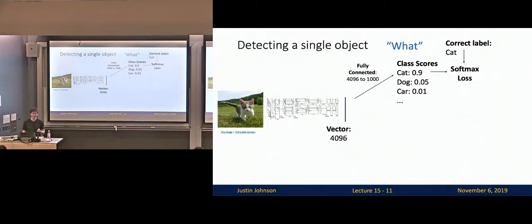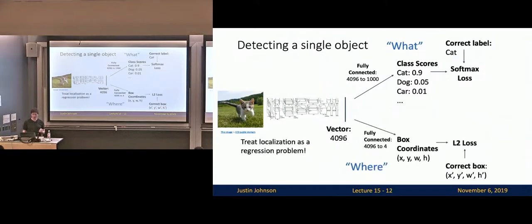And this is basically the same as the image classification model that we've seen many times. But now the new part is that we could imagine attaching a second branch that also inputs this vector representation of the image, and now has a fully connected layer to go from maybe 4096 dimensions in that final vector representation to 4 real numbers, giving the coordinates of the bounding box of that one object.